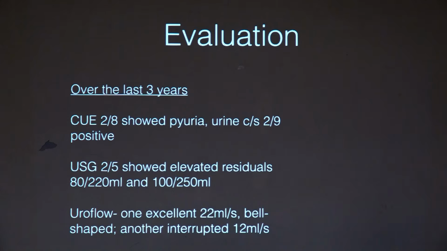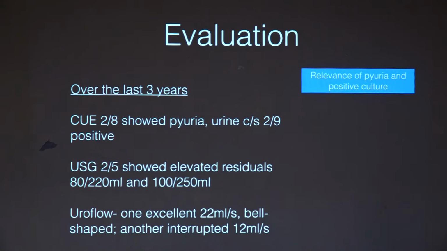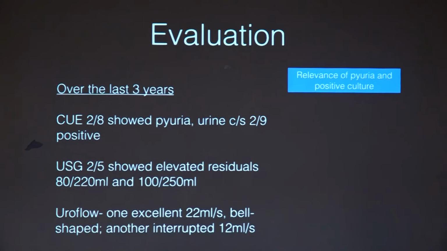She's got a lot of tests with her. 2 out of the 8 urine examinations she has show pyuria. She's got 2 positive cultures out of 9 cultures which she has. 2 of the ultrasounds show somewhat elevated residuals. 1 uroflow is excellent. The other one shows an interrupted 12 ml per second flow. So let me now ask my panel, what's the relevance of pyuria and a positive culture in this kind of a patient? A long history, a fat file, lots of reports, which you'll find in many of these patients.